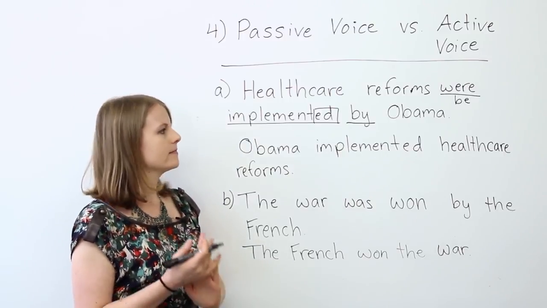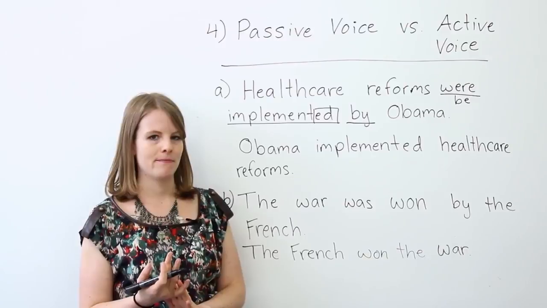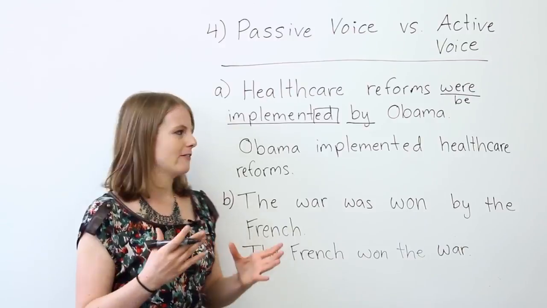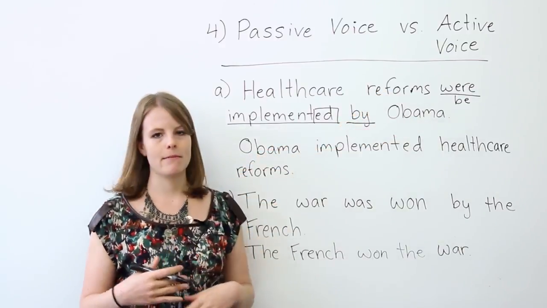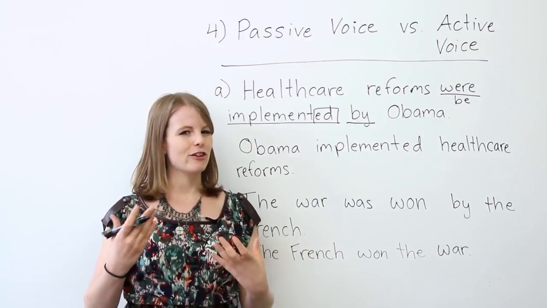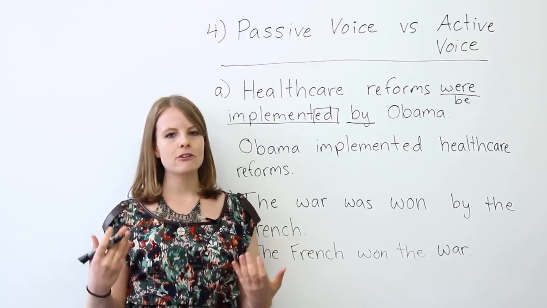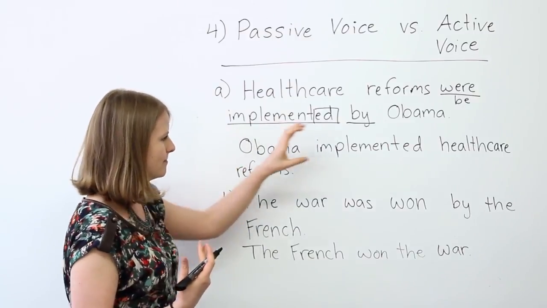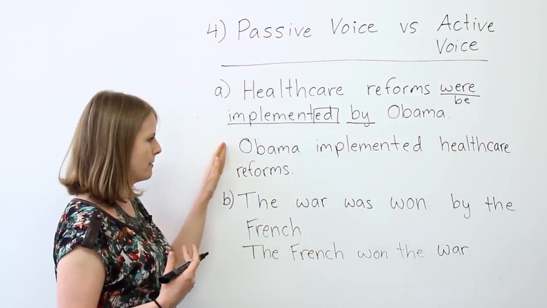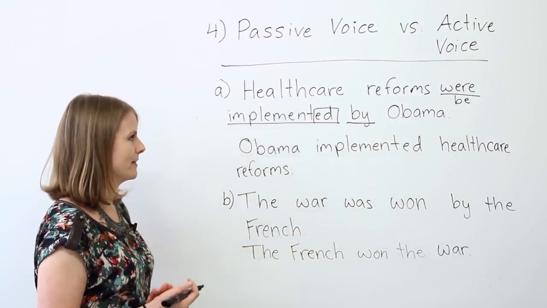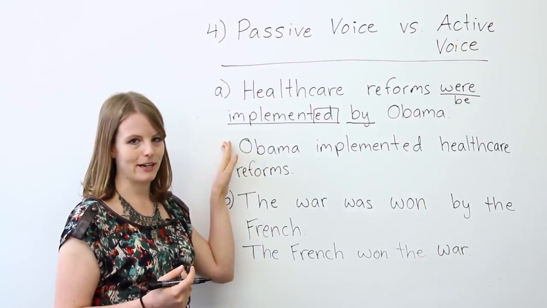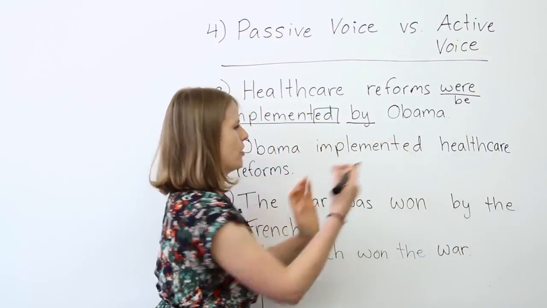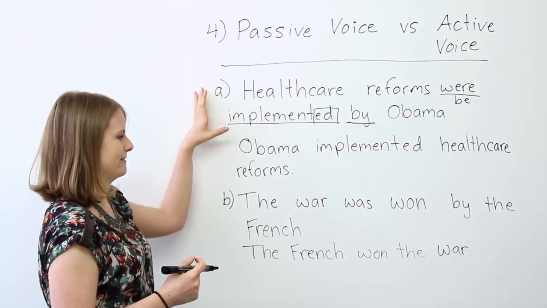Healthcare reforms were implemented by Obama. So what is the problem with using the passive voice? Well, it takes away the fact that Obama is the one who implemented the reforms. The sentence is sort of weak, a little bit awkward. It would be much better if we had the actor who is Obama, so the person, the verb, and the object. Obama implemented healthcare reforms. So this is the active voice. Okay, so if you can, have the subject, then the verb, then the object, instead of the passive voice.